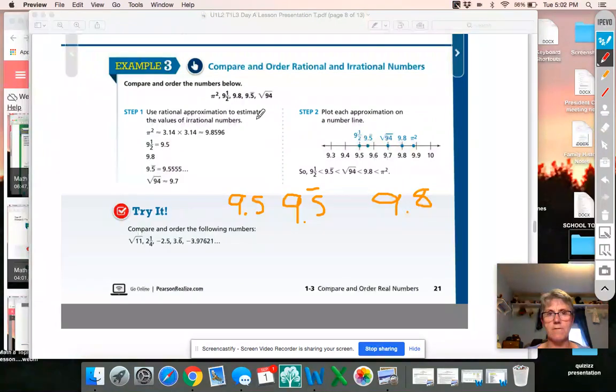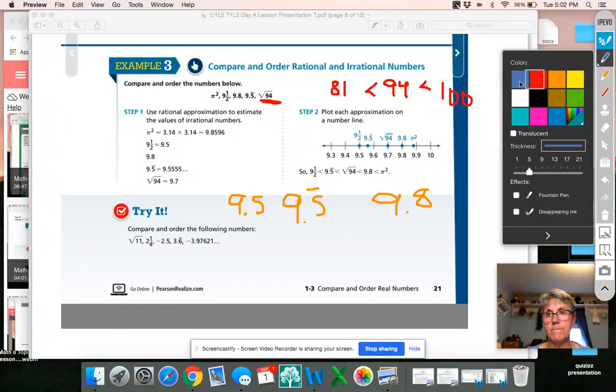So the square root of 94, well, 94 is in between 81 and 100. Those are the two perfect squares that are on either side of 94. And if we square root everything, I should say, we find out that the square root of 94 is in between 9 and 10. It's closer to 10 than it is to 9.